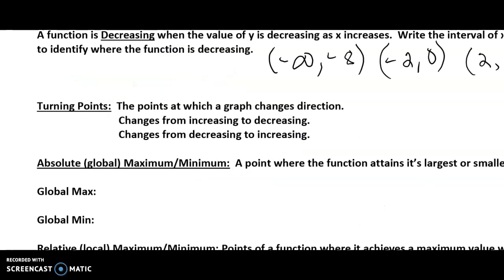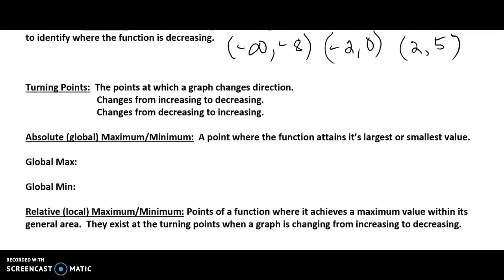All right, so next, when we talk about turning points, these turning points are the points on the graph where the graph changes direction. It either changes from an increase to a decrease or a decrease to an increase. All right, an absolute, or sometimes called a global maximum or minimum, that's the point where the function attains its largest or smallest value. All right, so we need to kind of amend this definition that's already pre-printed on your note sheet. All right, so where it says a point, we're going to add some words there.